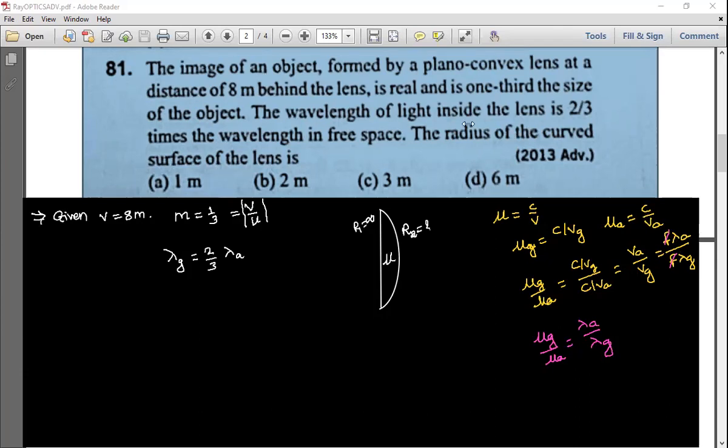See how much you are getting. The refractive index of air, mu A, is 1. Mu G is what we have to find. So mu divided by 1 is equal to lambda A by lambda G. From this, 3 by 2 is equal to lambda A by lambda G, and therefore you directly get mu equal to 3 by 2, that is 1.5. Clear?